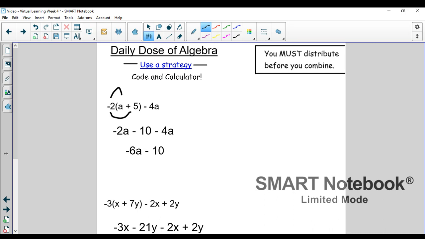From there, I would use some kind of coding system to help say, hey, these things go together. I combine -2a and -4a. Same sign, add and keep. -2 minus 4 is -6. And then -10 is all by itself because it has nothing to combine with.